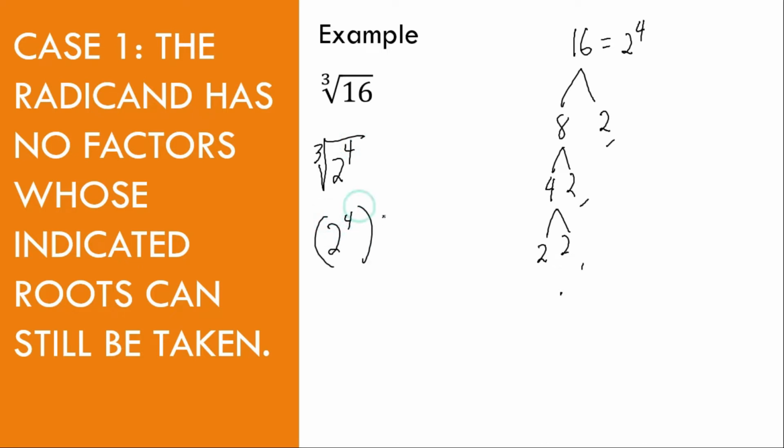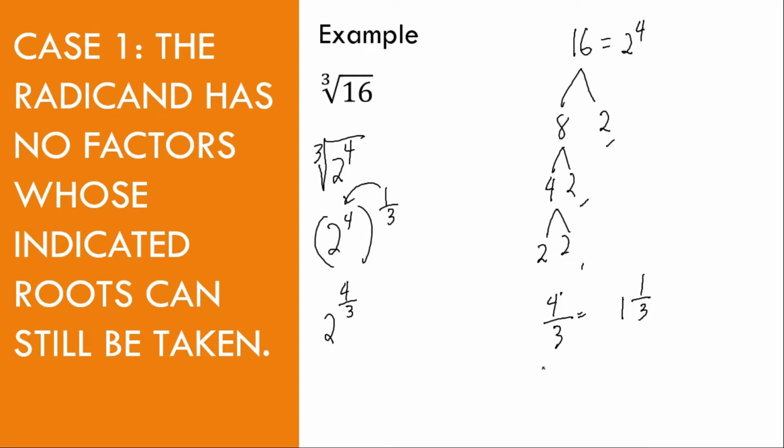Tapos, convert into rational exponent. Kaya it will become 2 raised to 4, raised to 1/3. Tapos, by using the power of a power, multiply nyo lang yung exponent nila. Kaya it will become 2 raised to 4 over 3. So, para mas madali din, gawin nyo lang yung fraction na yan into mixed fraction. Si 4 over 3 can be written as 1 and 1/3. Paano naging 1 and 1/3 yan?